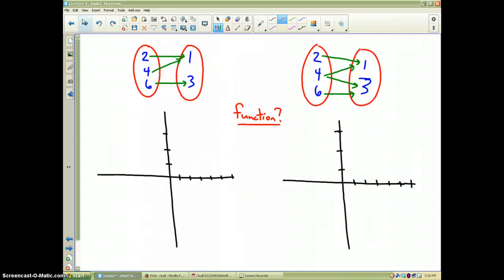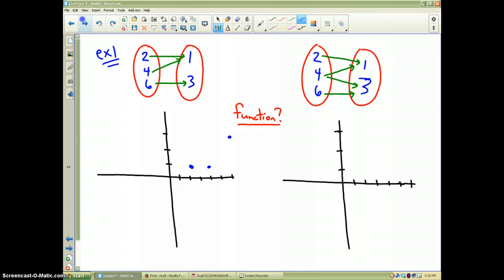Now, let's look at those mappings as a graph. I've got the same exact two mappings here, and I want to talk about, as a graph, what is a function and what is not. Now, I'm going to do example number 1 right here. Let's plot these points. So I have the point (2, 1), which is right there. I have the point (4, 1), which is right there. And I have the point (6, 3), which is right there.